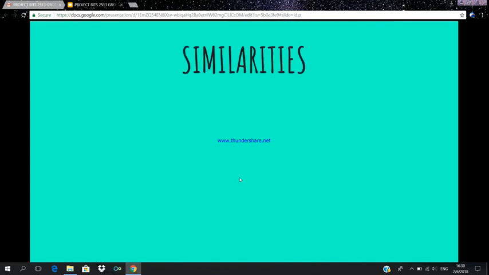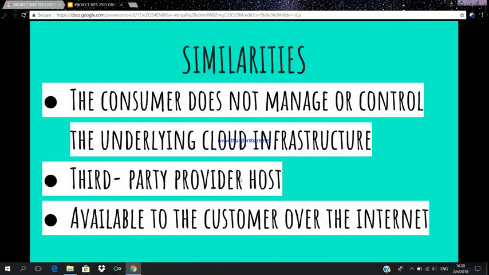The similarities of the service models: the consumer does not manage or control the underlying cloud infrastructure. A third-party provider hosts the service, available to the customer over the internet.